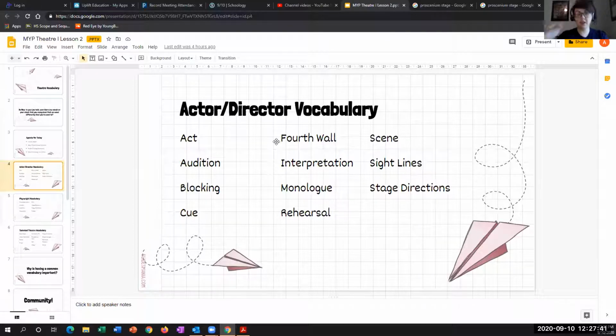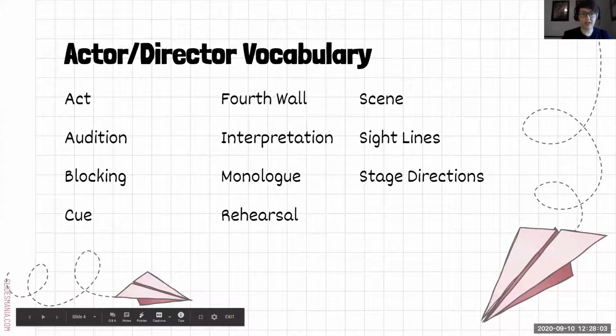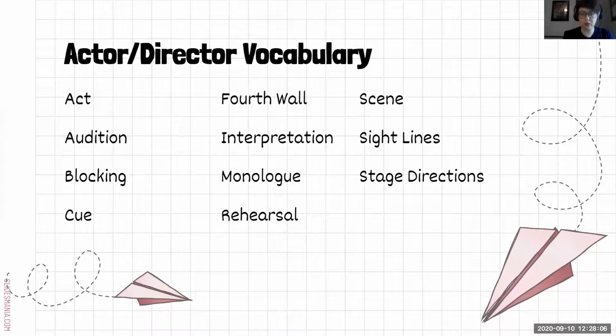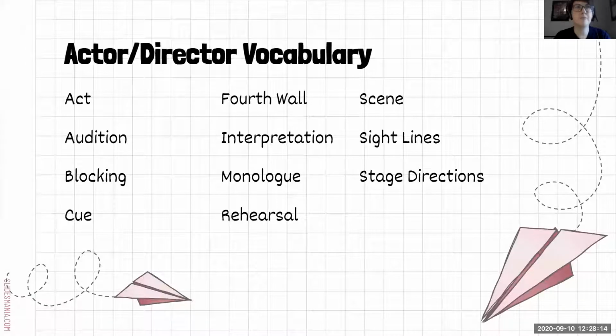So if you see long sections of text where one character is either delivering a speech to the audience or they're delivering a speech to another character, that's a monologue. All right? Any other ones from here that when you were looking at the vocabulary sheet didn't really make sense for you? Did I miss any that we mentioned earlier? Sight lines, fourth wall. Oh, blocking.